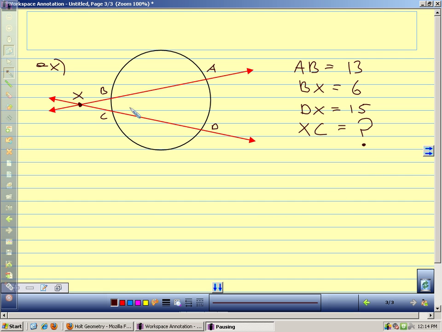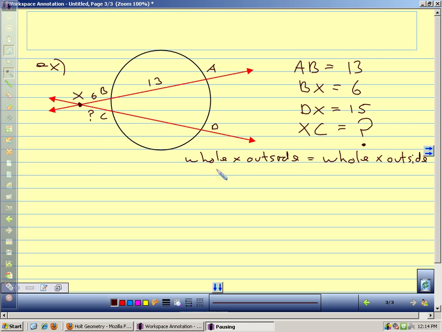So we have two secants. They're intersecting outside the circle. So our rule that we're going to use is the whole times outside equals whole times outside. So let's label the parts we know. The length of AB, this segment, is 13. The length of BX, this little piece, is 6. The length of DX, this whole thing, is 15. And we want to know XC. This is question mark in here.